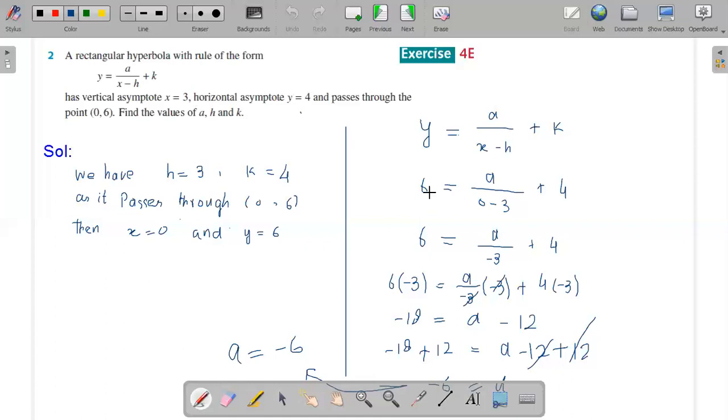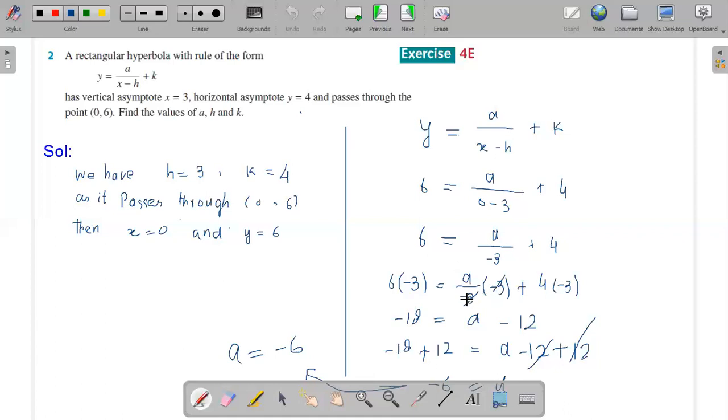and y is 6, so 6 equals a, we will write a because we have to find its value. And now x is 0. See here, x is 0 because we are given the x point here. So we'll put x, 0 minus 3, plus k is 4, as we see in the question. So we will put these values: 6 equal to a by minus 3 plus 4. Because we have to remove this 3 from the denominator, we will multiply by negative 3 on both sides, each term of the equation. So 6 multiplied by negative 3, a by minus 3 multiplied by minus 3, and 4 multiplied by minus 3.